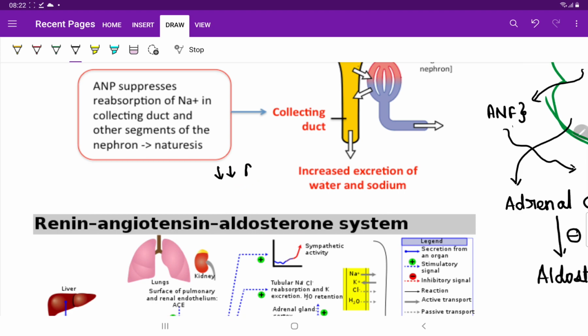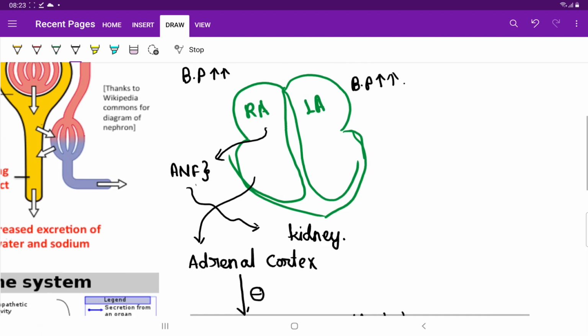Not only that, they will dilate other blood vessels in our body, and when blood vessels dilate, BP will decrease. So what will be their ultimate effect? Loss of water through urine, loss of sodium ion through urine, and dilation of blood vessels, which ultimately decreases the blood pressure.